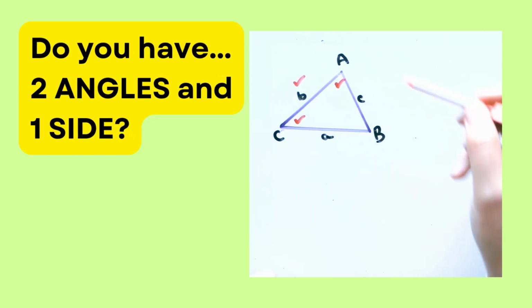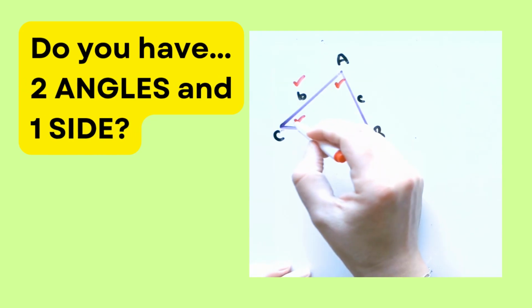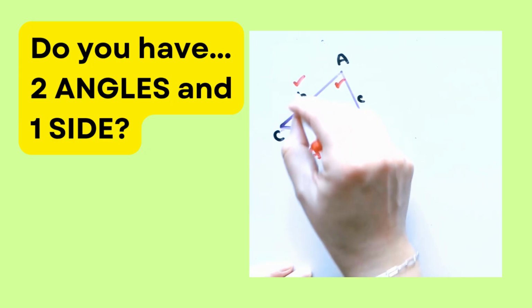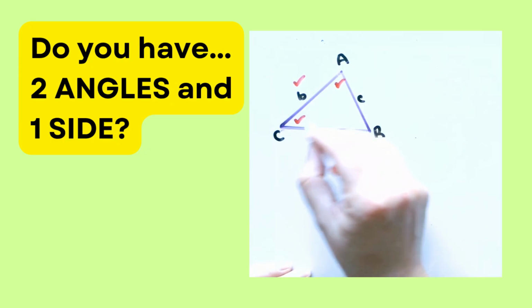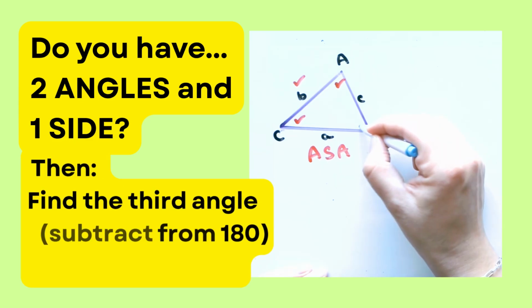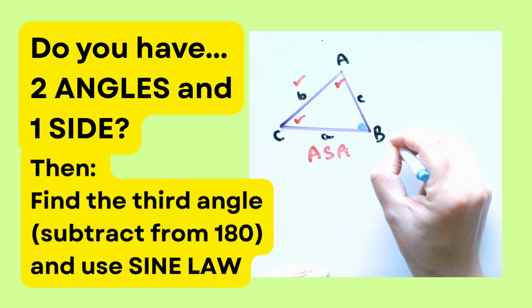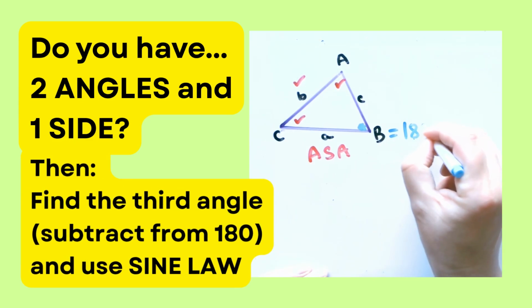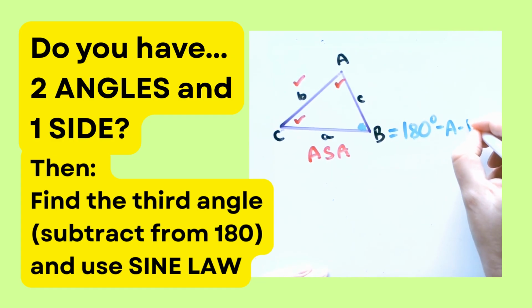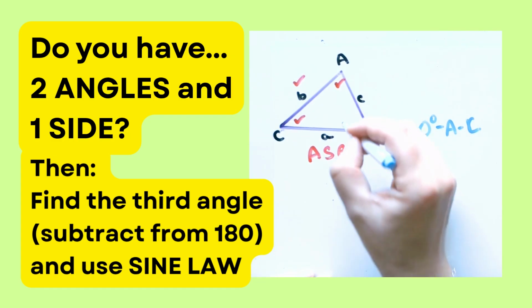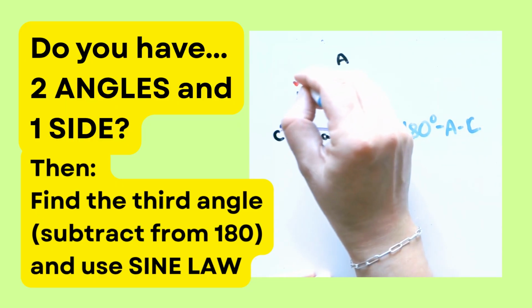So there's one other variation when I have two angles and one side. We call that ASA, and that side and angle are not opposite of one another. So what do we do here? People can get hung up on this, but it's actually super simple. We just need to find the third angle by subtracting the other two from 180, and now we have a corresponding side and angle, and we can use our sine law.